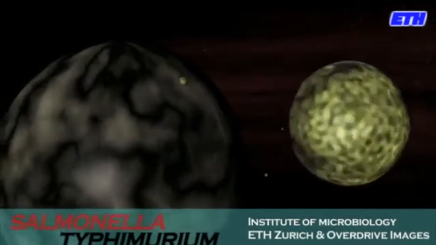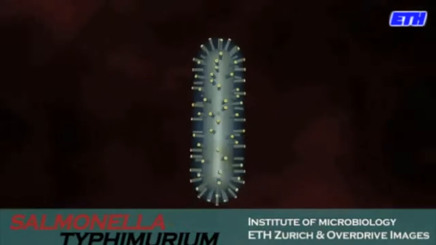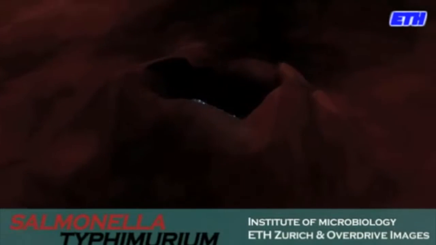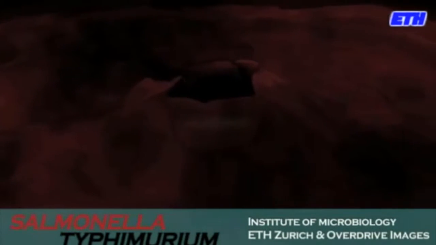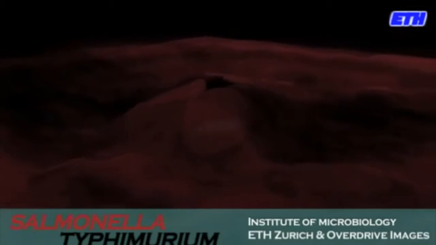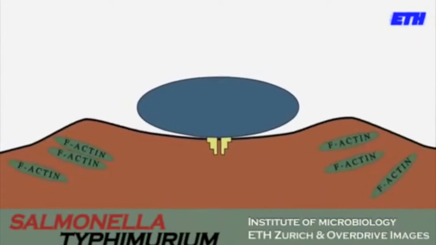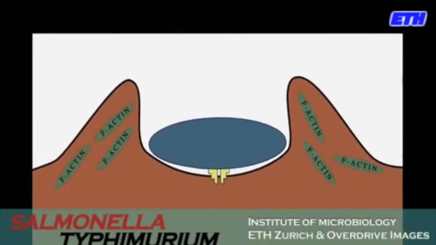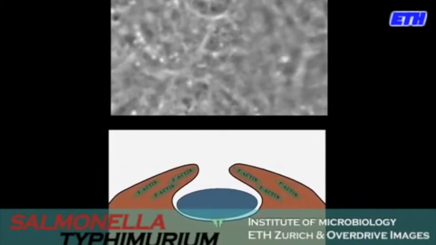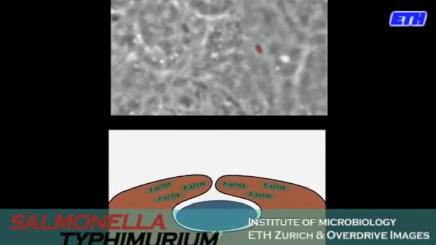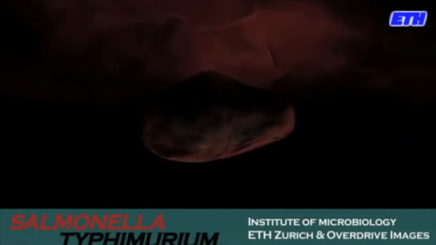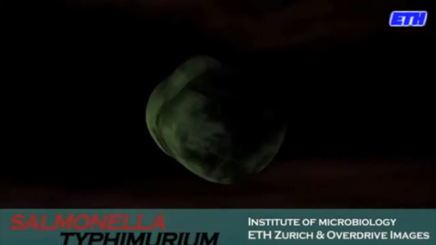The injected Salmonella effectors activate specific host proteins. As a result, the epithelial cell membrane extends outward. This ruffling process leads to the engulfment of the invading bacterium, until it is taken up completely into the interior of the host cell.